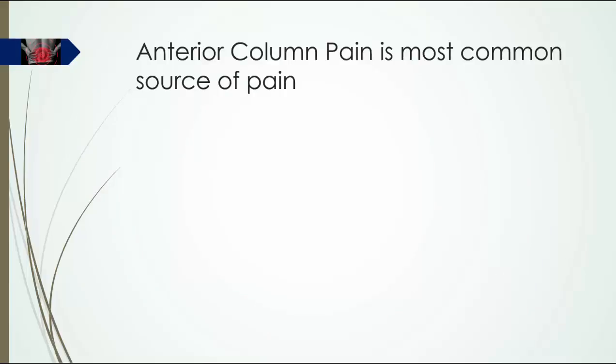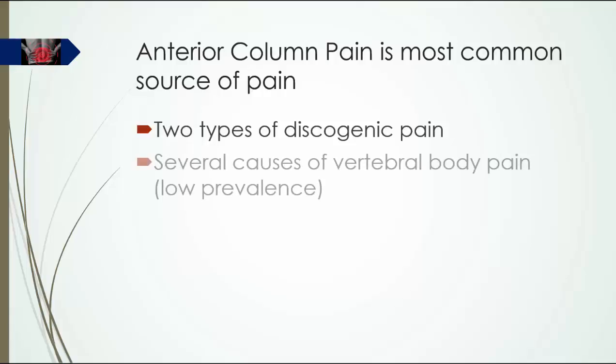Now we will make use of some of this information, and to do so I will make some assumptions that you may or may not agree with. For now this doesn't really matter, as you will see. Let's start with a statement that there are at least two types of discogenic pain, and several causes of vertebral body or vertebral end plate pain. These latter problems have reasonably low prevalence.